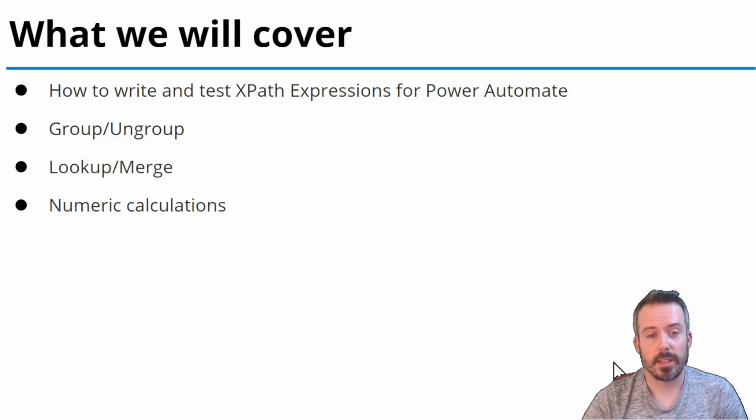So that's it. We covered everything we meant to. We figured out how to write and properly test XPath expressions, which we can then be confident we can use over in Power Automate. And we then did a lot of data manipulation where we worked through some examples of grouping and ungrouping data. We did a lookup of a particular value. We did a merge of a whole object with another, all using XPath. And then with the data in the state we wanted it in, we did some numeric calculations, in this case, which were counts, sums, and even an average using XPath.